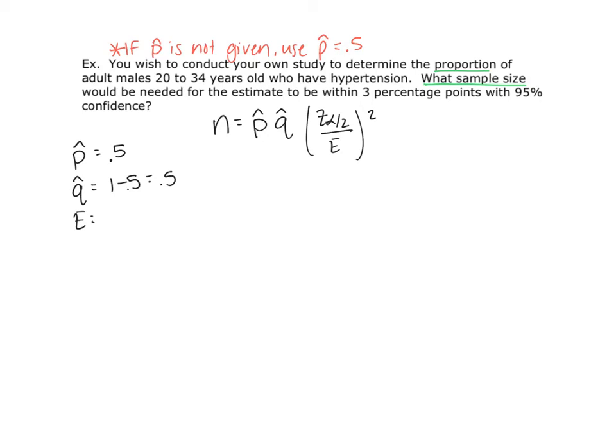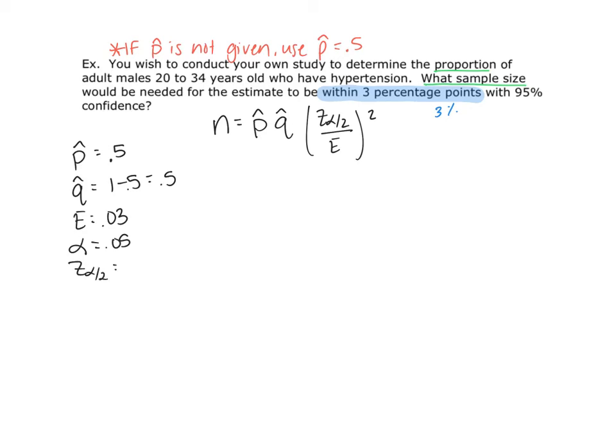Our margin of error, again, looking at this statement within 3 percentage points, anything following that word within is indicating our margin of error. And 3 percentage points is like 3%. And as a proportion, that would be 0.03. Alpha is 0.05 because we're looking at 95% confidence.